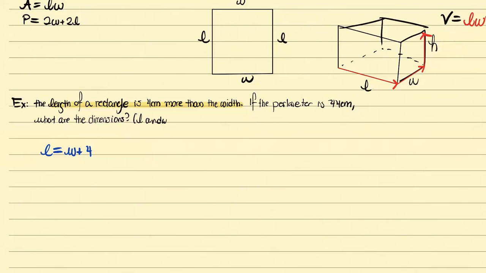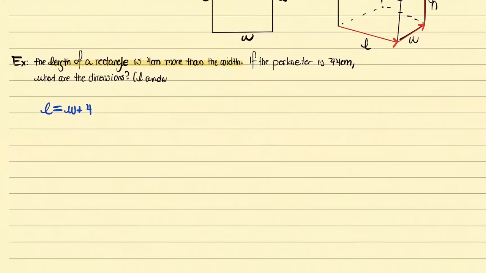What if I change this? What if I took this exact sentence and I said more than 3 times the width? How would this equation now change? What would be on the right side of this equality?